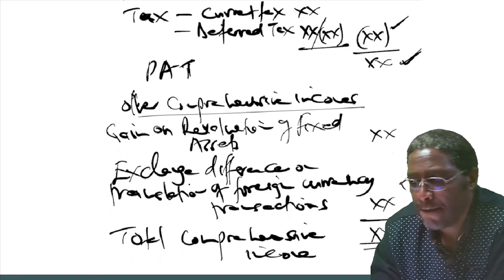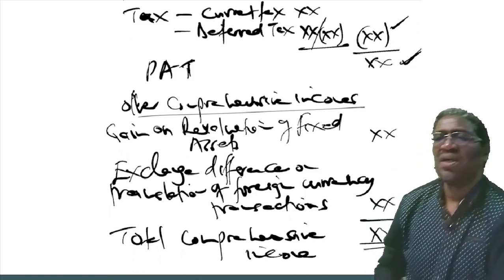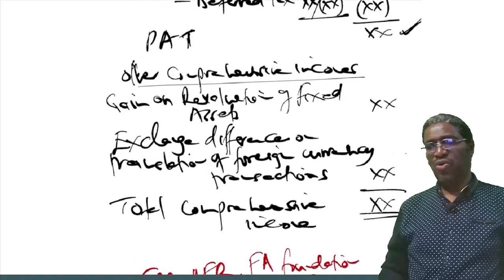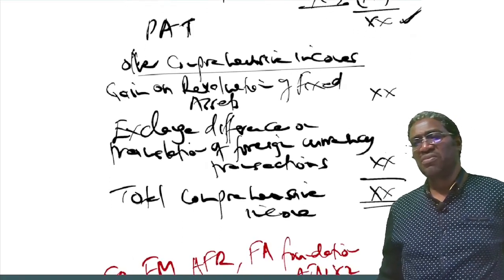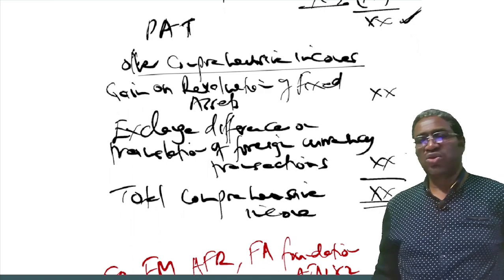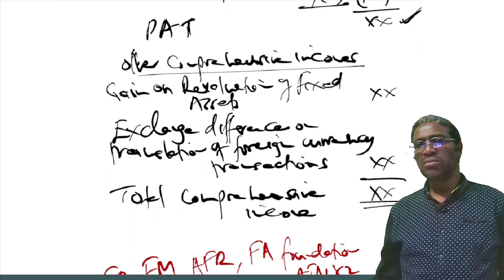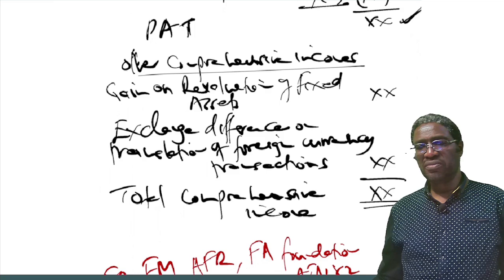Okay? Good. I think now we are okay. Then you get the total of all that and you call it total comprehensive income.